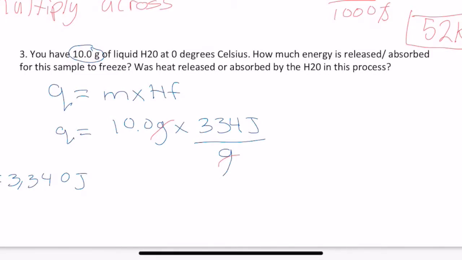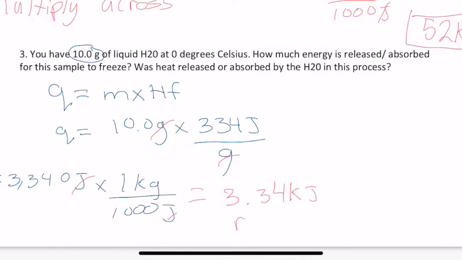Now what's next? So we want to turn that into what? Kilojoules. Kilo is 1,000. So 1,000 joules in 1 kilojoule. I think I put grams on accident, but that's okay. You get the message. 3.34 kilojoules. And that's going to be released.